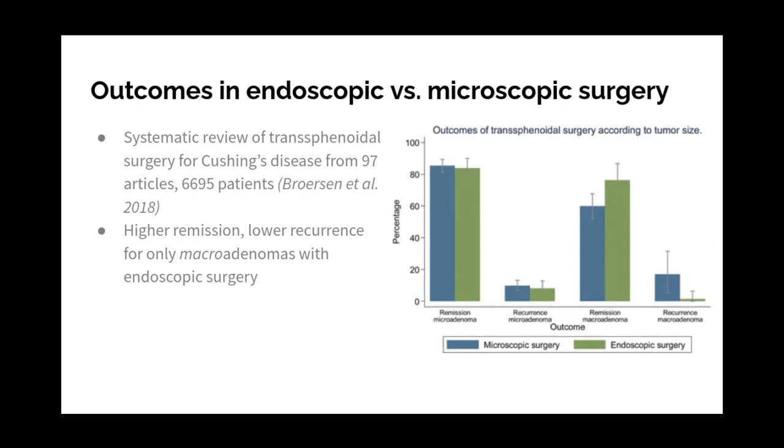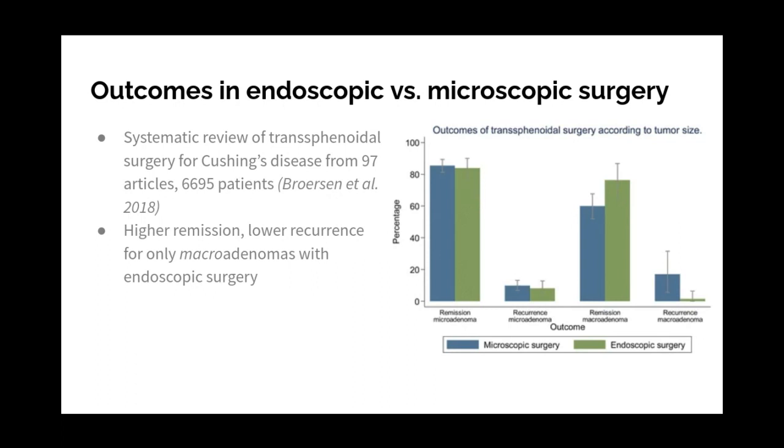So what about outcomes? Whether endoscopic transsphenoidal surgery is any different than the traditional microscopic surgery. There was a large systematic review done back in 2018 that looked at transsphenoidal endoscopic surgery specifically for Cushing's disease. And the figure on the right shows their findings in terms of outcomes. One of the things that they looked at was remission rate and recurrence rate between micro versus macroadenomas. By definition, a microadenoma is less than 1 centimeter, and a macroadenoma is larger than 1 centimeter.